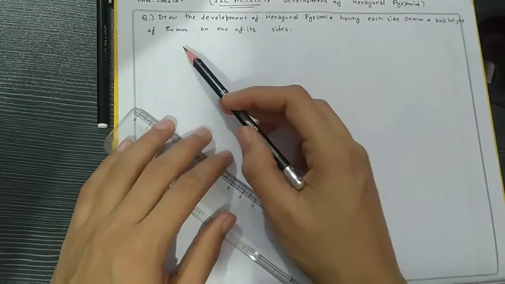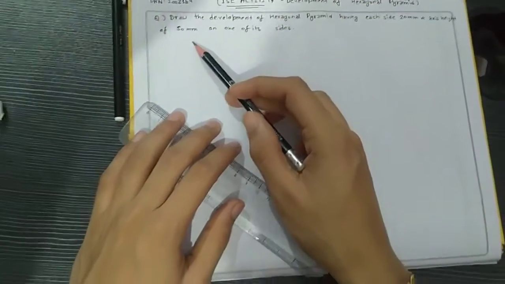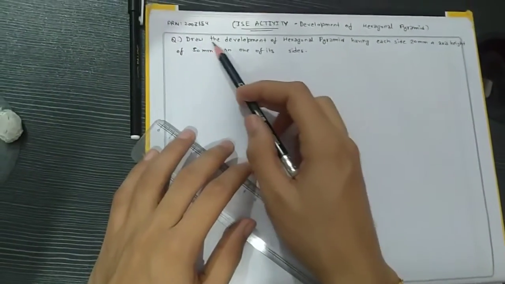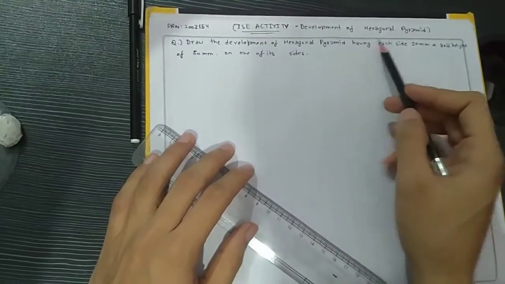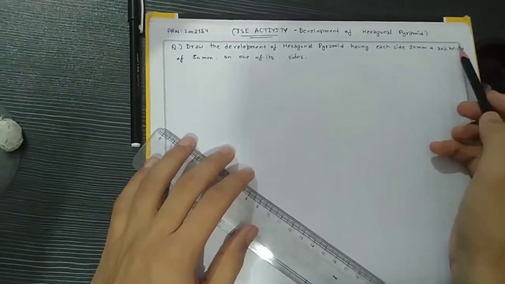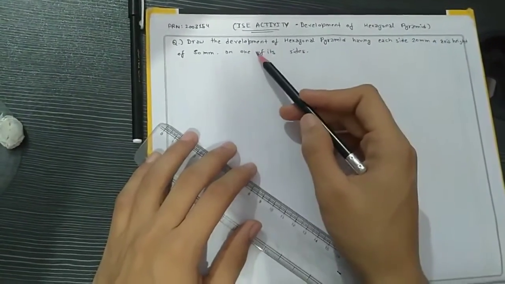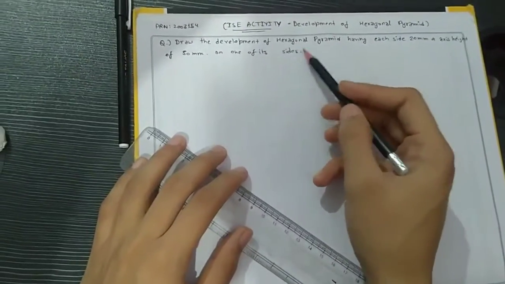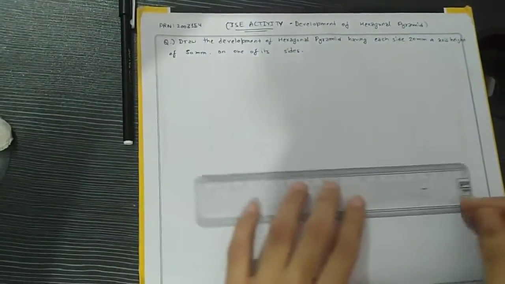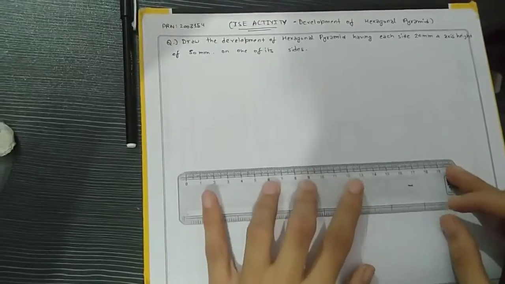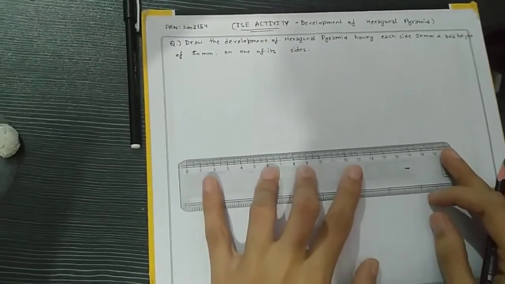So this is the question. This is an ISE activity for development of hexagonal pyramid, and the question is draw a development of hexagonal pyramid having 20 mm side and 50 mm height of on its side.